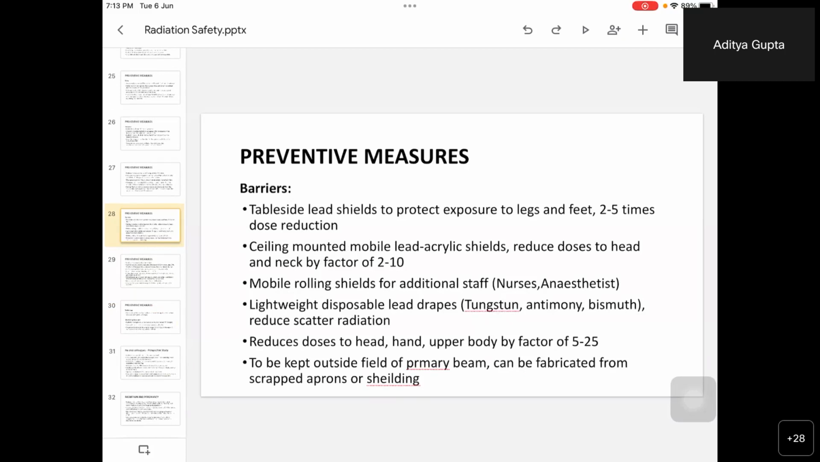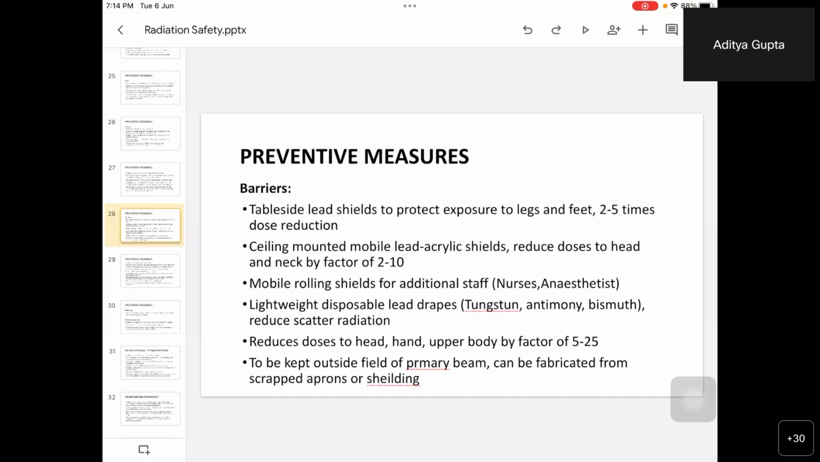Now the barriers we have to use to prevent the exposure. So a table side shield and leg shield should always be used to protect the legs and feet. That reduces the exposure 2 to 5 times. There is a dose reduction. Ceiling-mounted mobile lead acrylic sheets reduce the doses to the head and neck by a factor of 2 to 10. Mobile rolling shields should be used for additional staff like nurses and the anesthesia team.